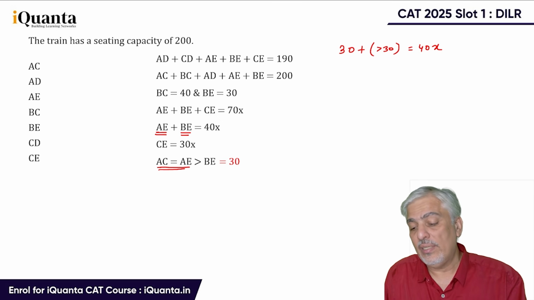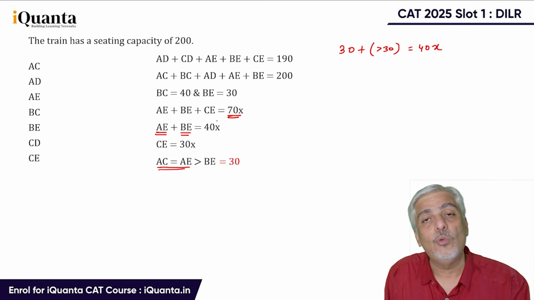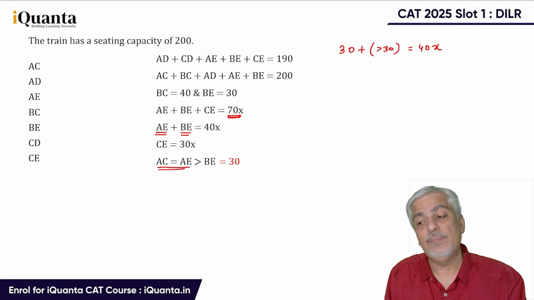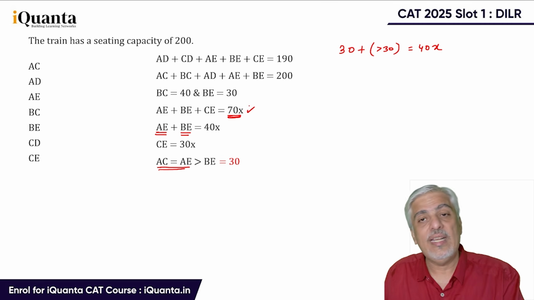Can x be 3? X cannot be 3 because nowhere was the total more than 200. If x is 3, this will go more than 200. That is not possible, and hence x can be exactly 2 only. It can't be 1, otherwise it will be fractions. It can't be 3 because then it exceeds 200. So, x can be only 2.